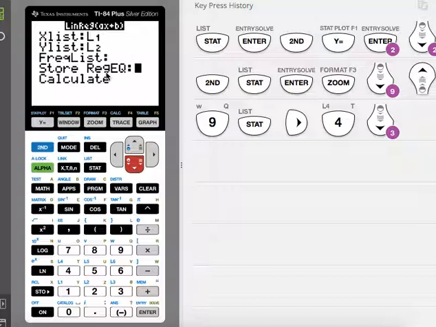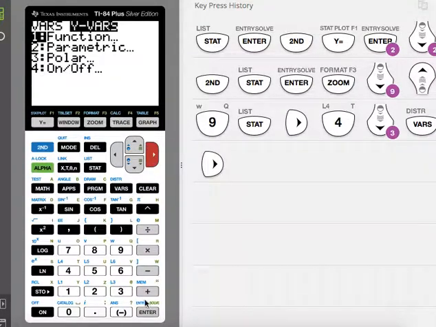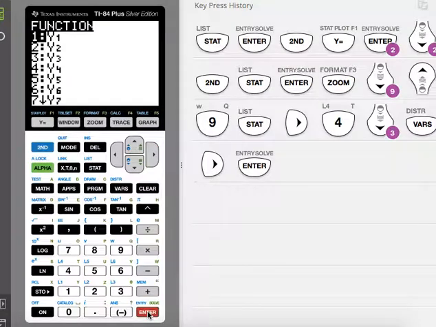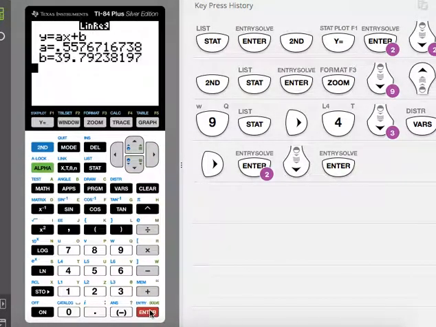but we do want to know where we are going to store the regression equation. To figure out where to put that, we want it in Y1, which we find by going to vars, over to yvars, number 1 function, and we choose Y1. And then we calculate. This gives us an equation in the form of y equals ax plus b, just like y equals mx plus b, where a is 0.558 and b is 39.79.